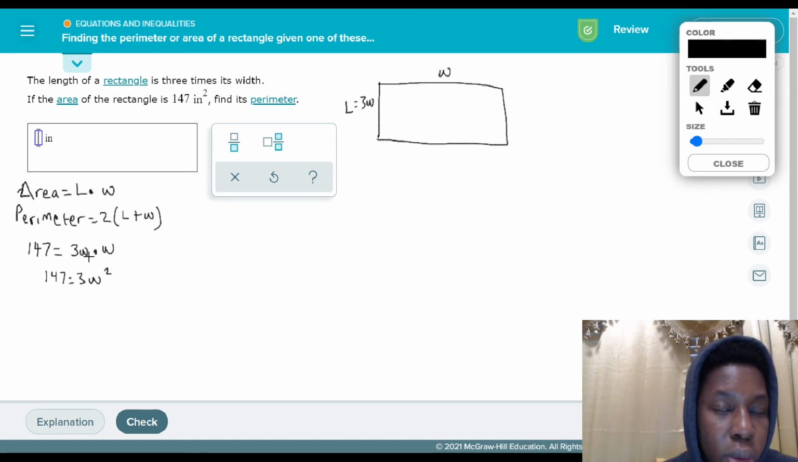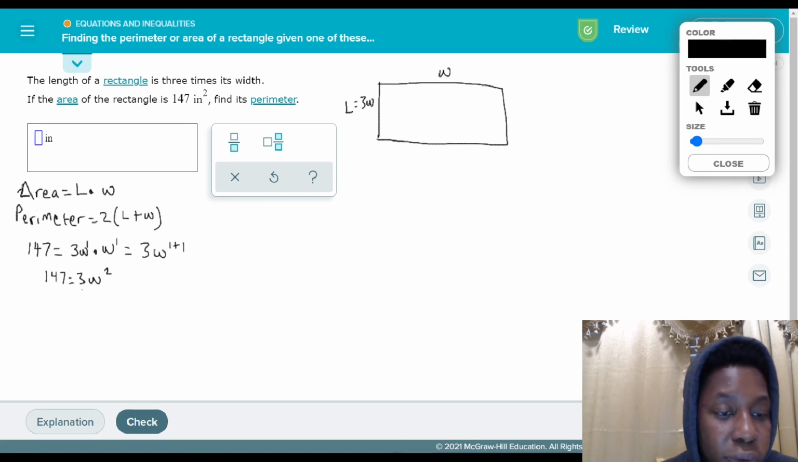Because when this w multiplies this w, it's basically 3 times w to the power 1 plus 1, because we're multiplying them. So 1 plus 1 equals 2. What is left for us to do now is to divide both sides by 3 and find the square root of the division.